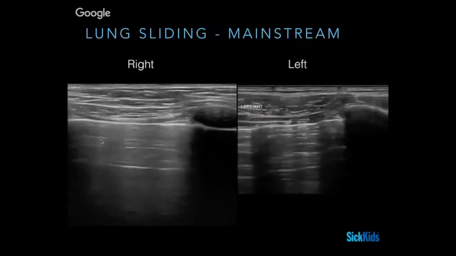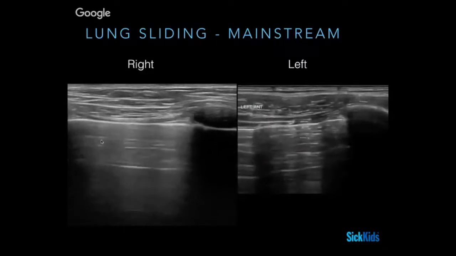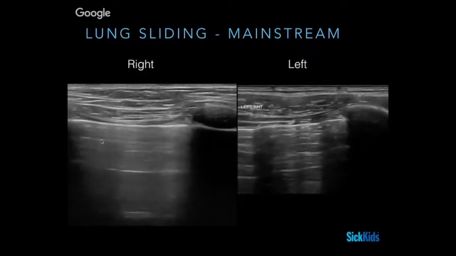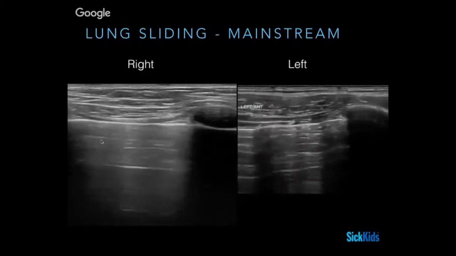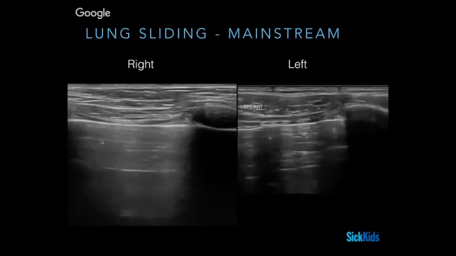With this kind of appearance, your question comes down to, do I think they're mainstem intubated or do I think they have a pneumothorax? And probably if they've just been intubated, your answer is a little bit more obvious. Then probably the thing you would want to do is pull that tube back a little bit to start seeing lung sliding on that left side.